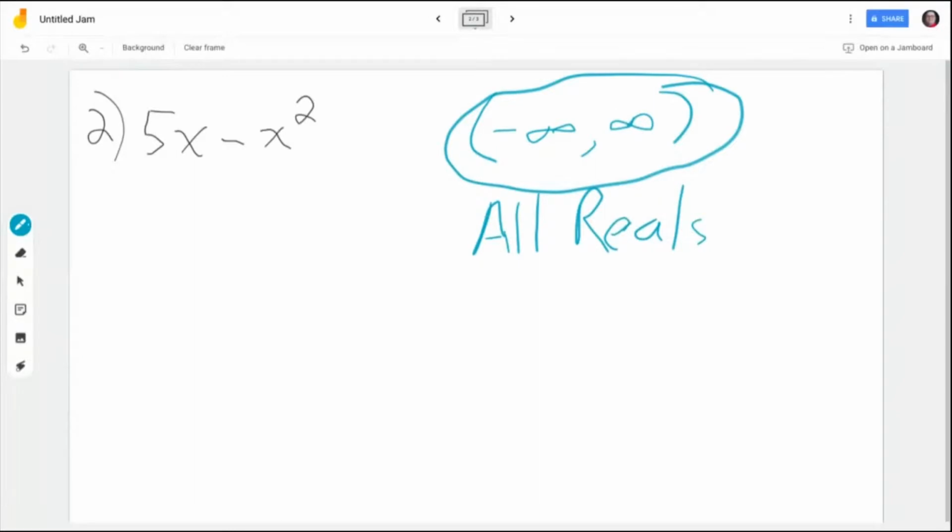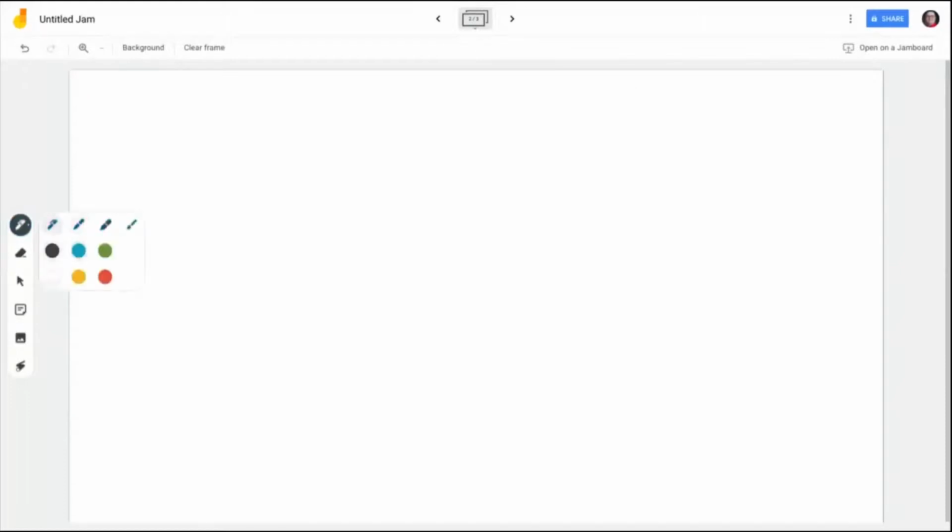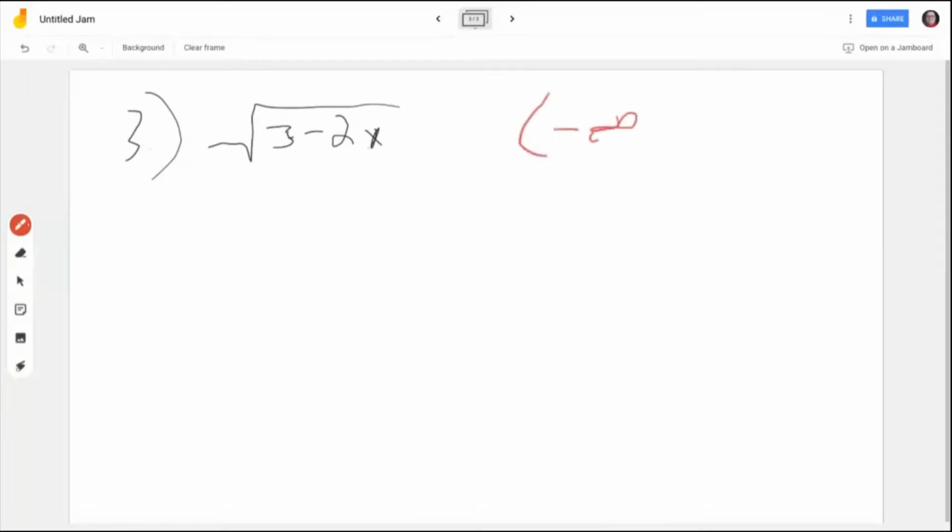Okay, and lastly, let's look at one more. Number 3. We have the square root of 3 minus 2x. Now here, we're going to do the same thing. We're going to assume they can be negative infinity, positive infinity. Is there an x in a denominator? No, so no limitations there. Nothing I need to take out.